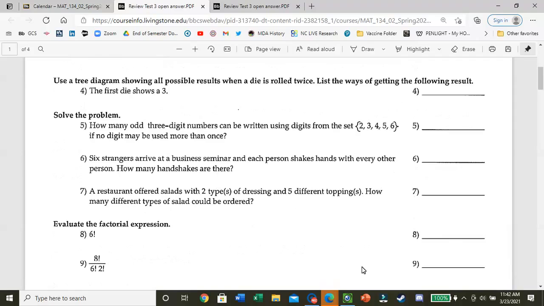How about the tree diagram? First dice shows a 3. So if the one shows a 3, what would the other dice be? Yeah, 1, 2, 3, 4, 5, 6. So really there's only 6 possibilities, right?